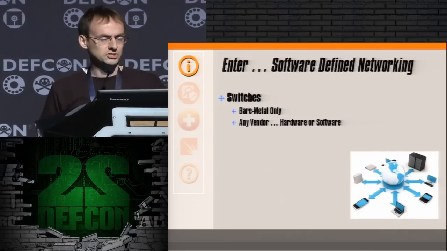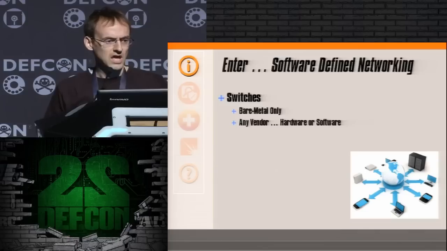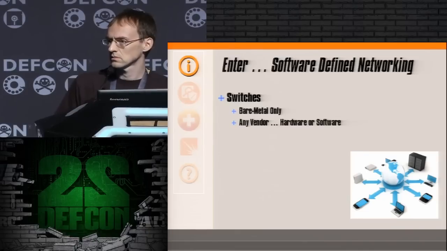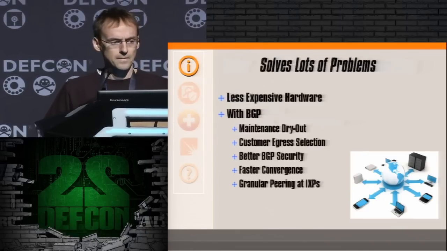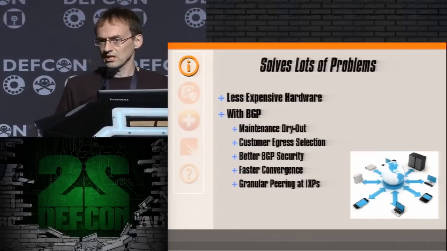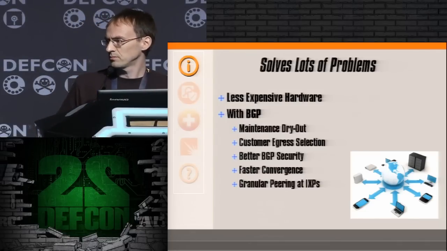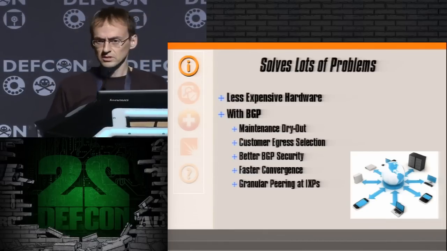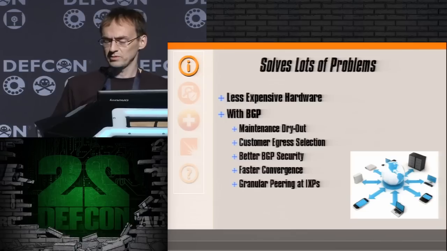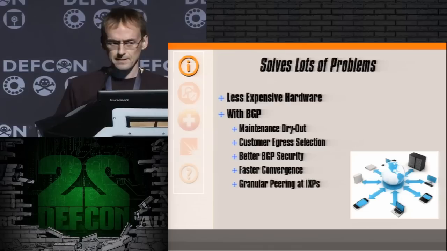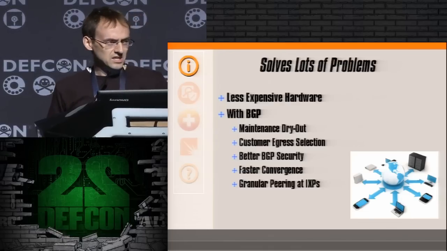This leaves the switches as bare metal only. Any vendor, hardware or software, really doesn't matter. They are truly a commodity. This solves lots of problems. With commodity switches, the hardware is very inexpensive, so it reduces the cost of operating a network, and solves a lot of problems that we have with BGP, items and aspects of BGP that are lacking. A lot of neat things you can do.